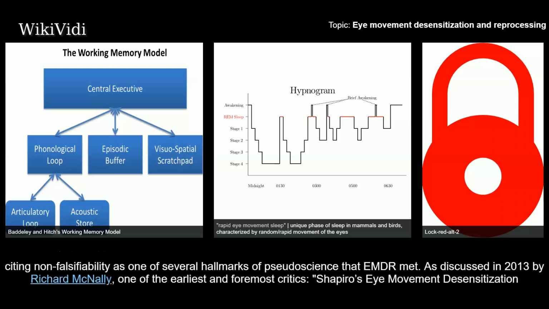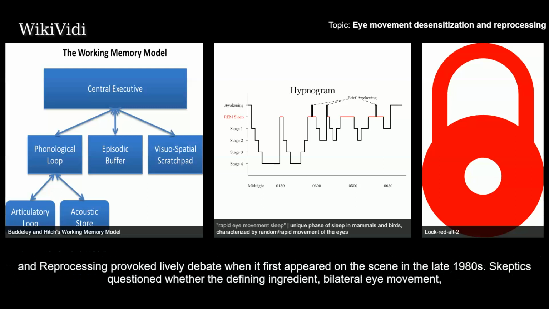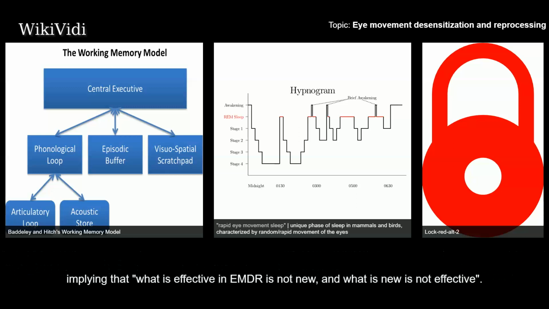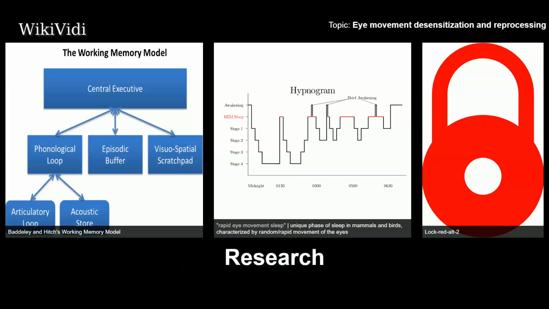As discussed in 2013 by Richard McNally, one of the earliest and foremost critics, Shapiro's eye movement desensitization and reprocessing provoked lively debate when it first appeared on the scene in the late 1980s. Skeptics questioned whether the defining ingredient, bilateral eye movement, possessed any therapeutic efficacy beyond the imaginal exposure component of EMDR. A 2001 meta-analysis suggested that EMDR with the eye movements was no more efficacious than EMDR without the eye movements, implying that what is effective in EMDR is not new, and what is new is not effective. Research.